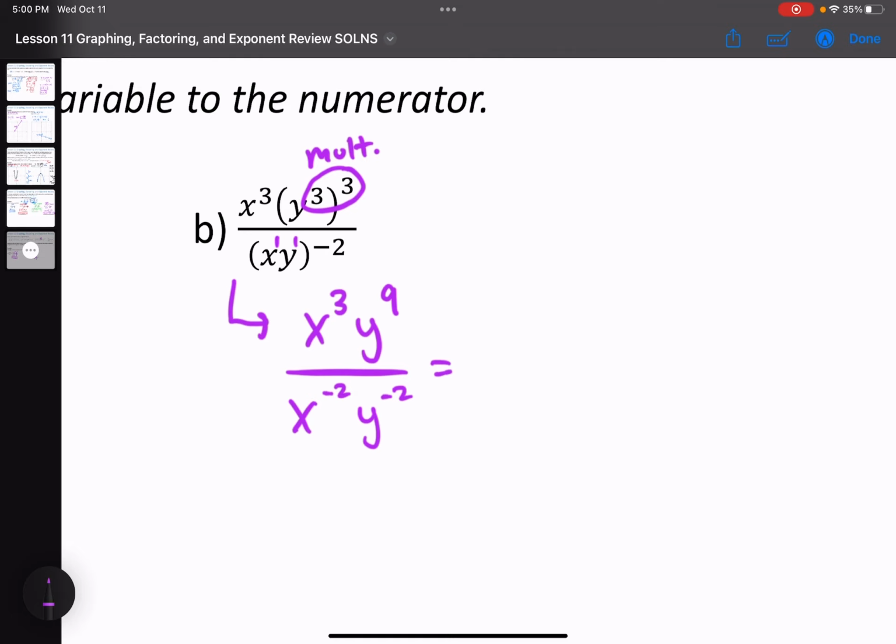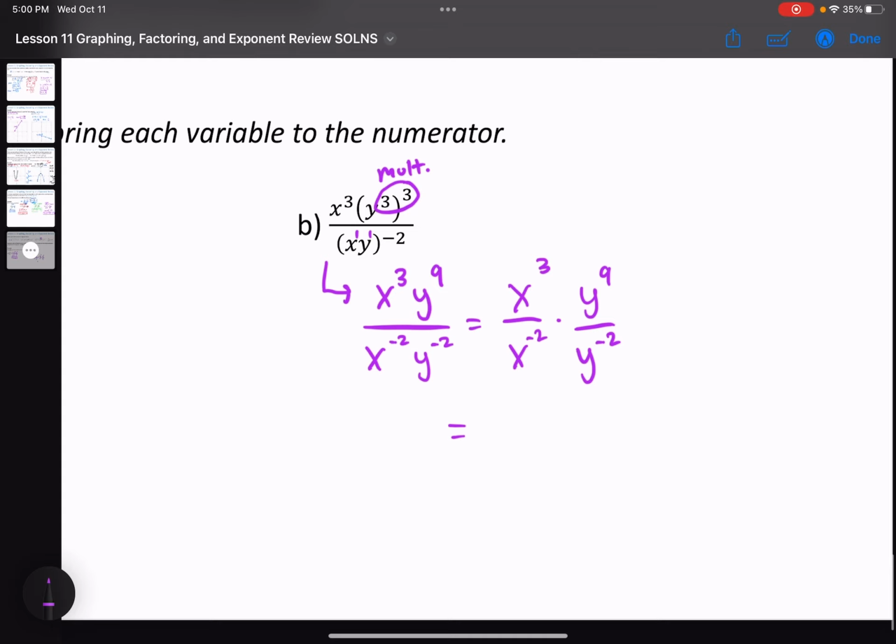Now I can simplify these by splitting them up even further, just to help us visualize what's going to divide with what. I have x cubed divided by x to the negative second power times y to the 9th over y to the negative second power. You do not have to split them up like this. I just think this is helpful for us to see what goes with what. We're going to use our division rule that says this is the same thing as x to the power of 3 minus negative 2 times y to the power of 9 minus negative 2.